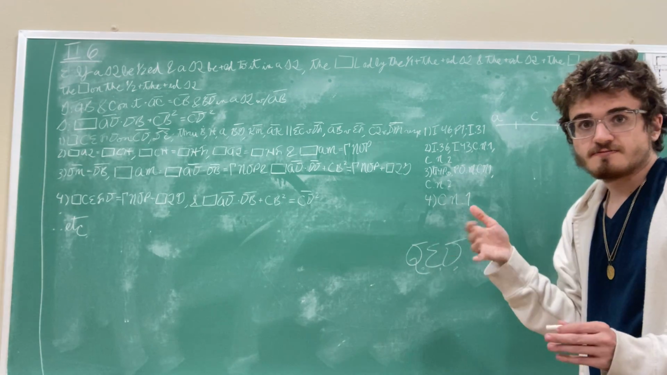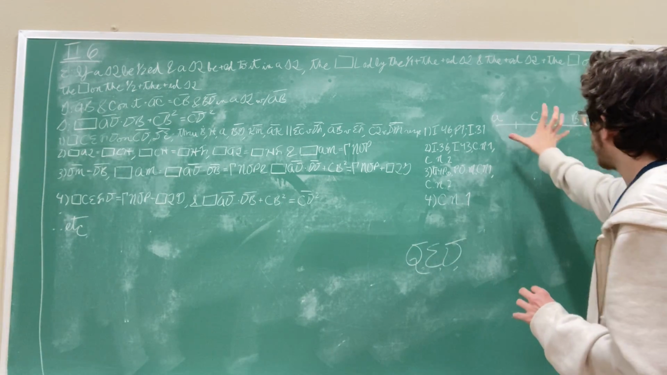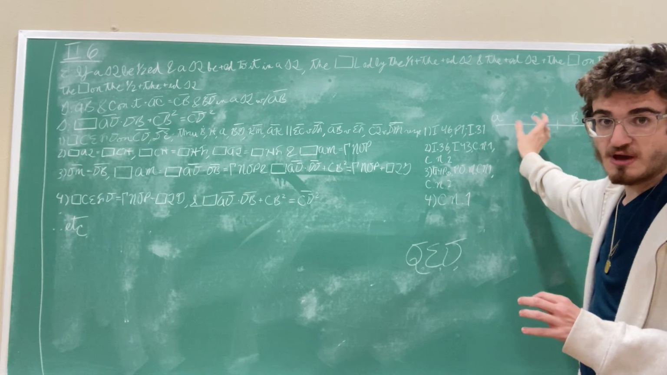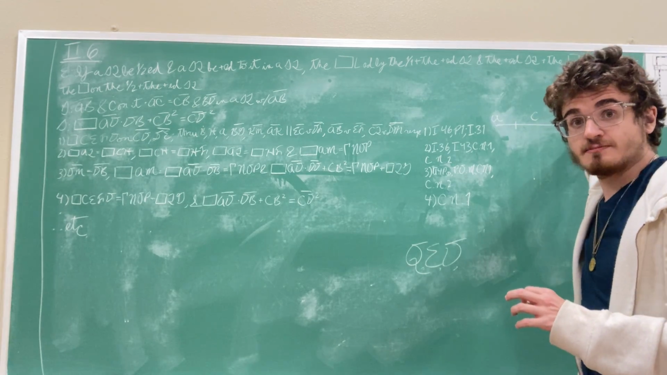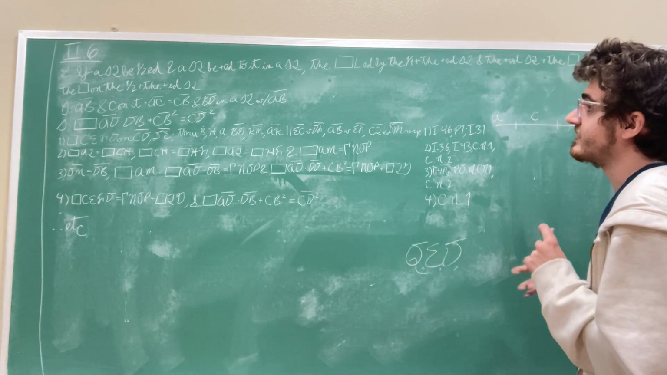So the terms throughout this proposition: AB shall be referred to as the whole, AC and CB are both the halves, and the straight line BD is the added straight line.